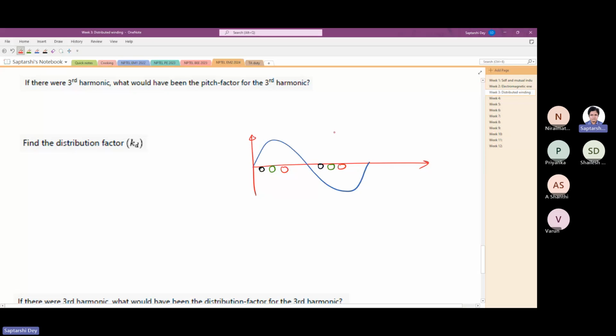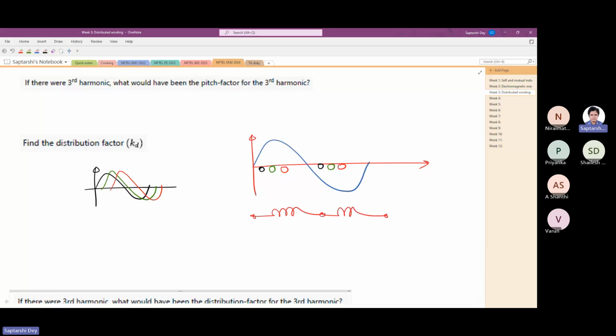So at the end, the EMF that is induced in all these coils, say the black coil EMF, if it is like this, the green coil also gets the same EMF, but it is lagging. Similarly for the red coil. Now all these coils are connected in series.